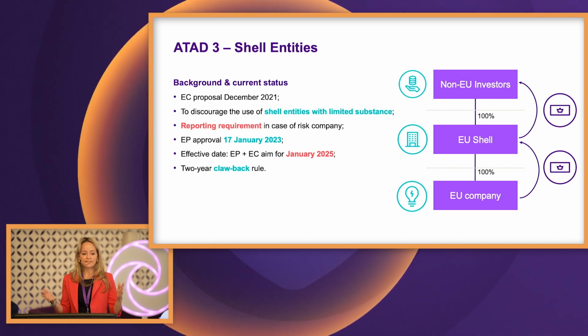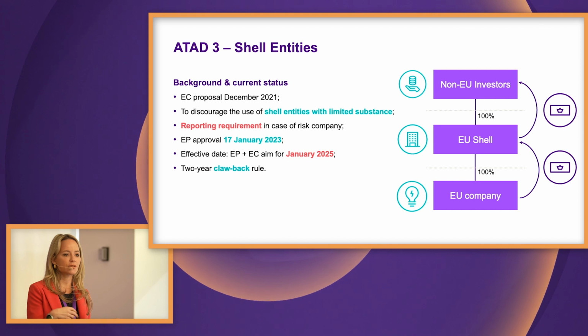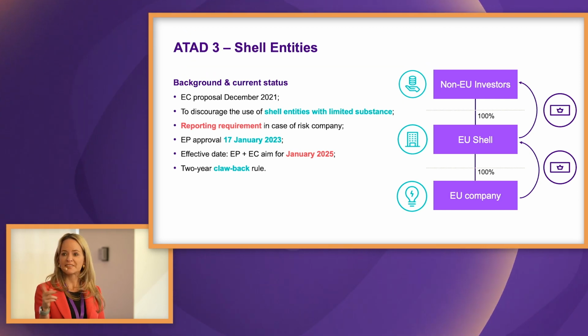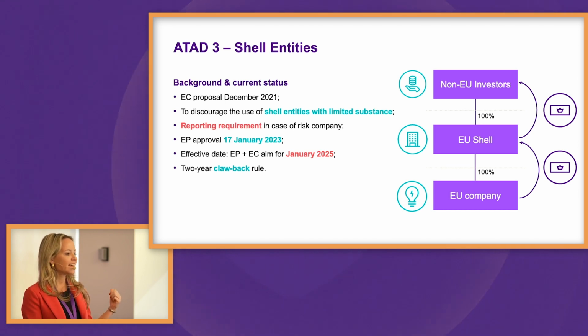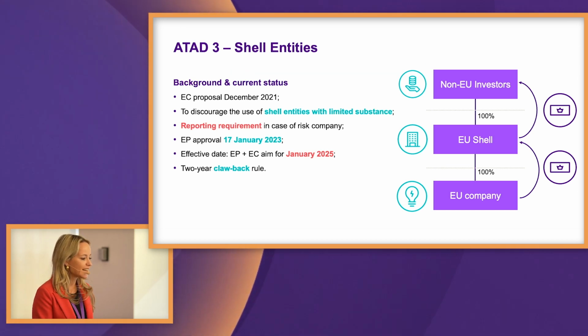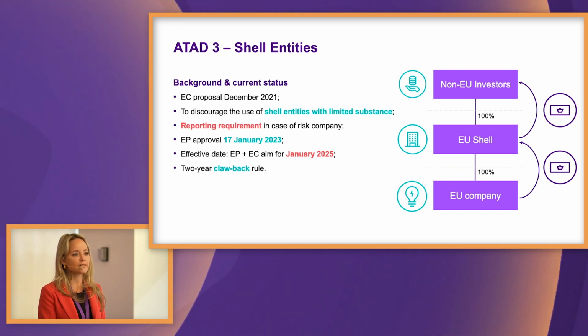So what does ATAD 3? ATAD stands for the Anti-Tax Avoidance Directive, and this is the 3rd one. The 2nd one was the one who treated the hybrid entities as touched based on by Pierre, and the 1st one was the interest deduction limitation, amongst others. So this is the 3rd one. And what does the EU want to tackle here?